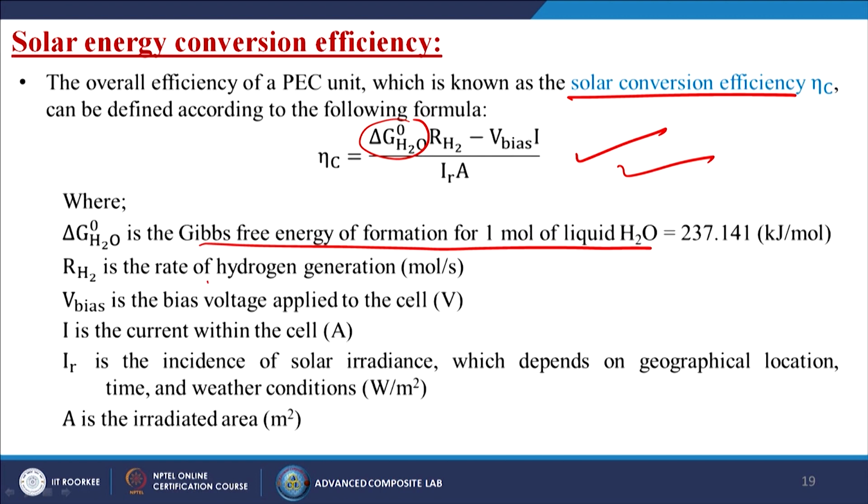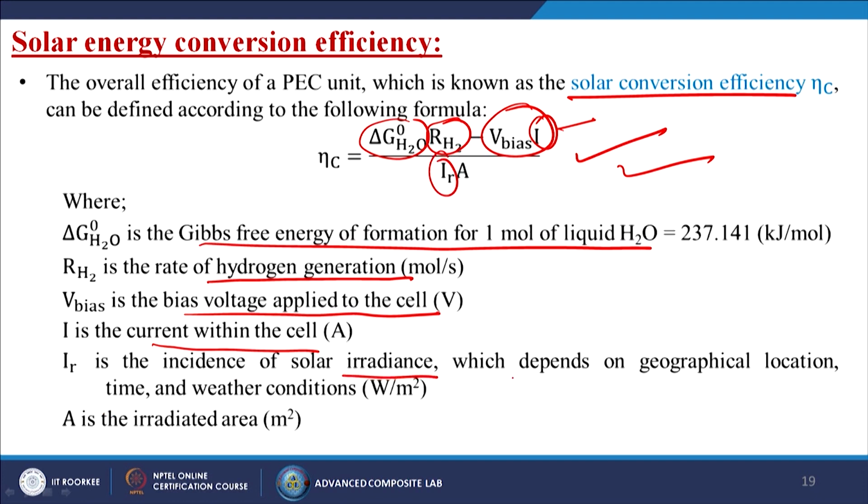Next, R H2 is the rate of hydrogen generation, that is mole per second. Then V bias is the bias voltage applied to the cell, that is also in volt. And of course, I is the current within the cell, that is in ampere. I R is the incident solar irradiance, which depends on geographical location, time and weather conditions, that is watt per meter square, and capital A is the irradiated area, that is in meter square. So, by these equations we can get the solar conversion efficiency of the PEC unit.